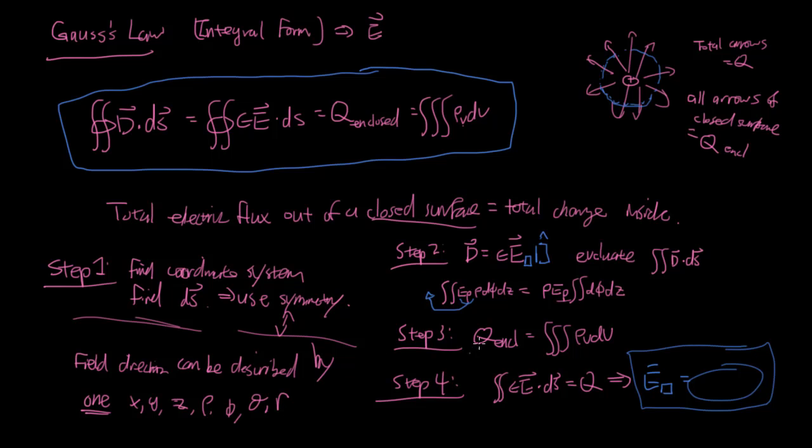Once you have that, you then come up with how much charge is enclosed. Set the two equal to each other, as I mentioned before, pull the E out of the integral, shove everything to the other side, and this will give you a Gauss's law integral form approach to calculating the E field, which can be easier than Coulomb's law, but as I mentioned before, only works in highly symmetric situations.